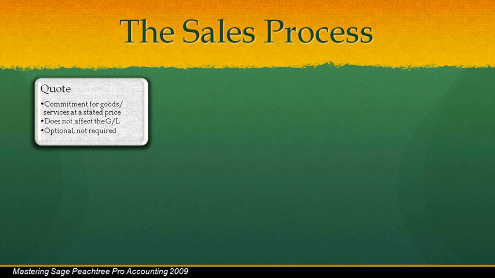The sales process might start with a quote. Now, you don't have to use a quote, but if a customer comes and says, I just need to know what you can provide for me, this is our commitment to provide goods and services at a particular price. They then could use that, for example, to comparison shop and figure out which vendor they actually wanted to use. Quotes do not affect the general ledger because we're not actually doing any transactions. We're just kind of putting it in as a placeholder and an example of what we can provide.